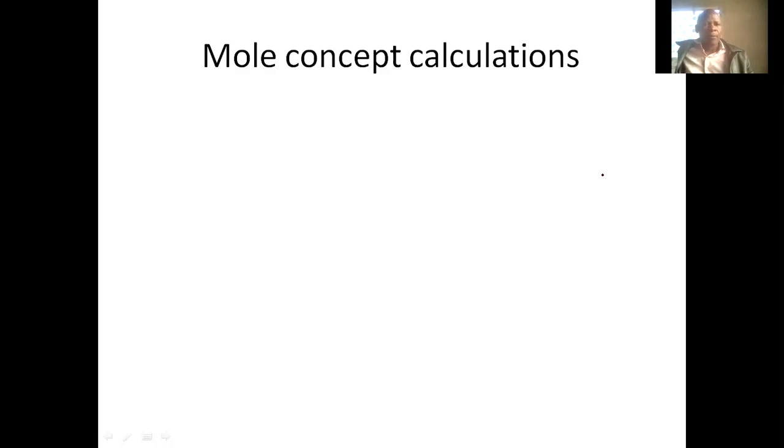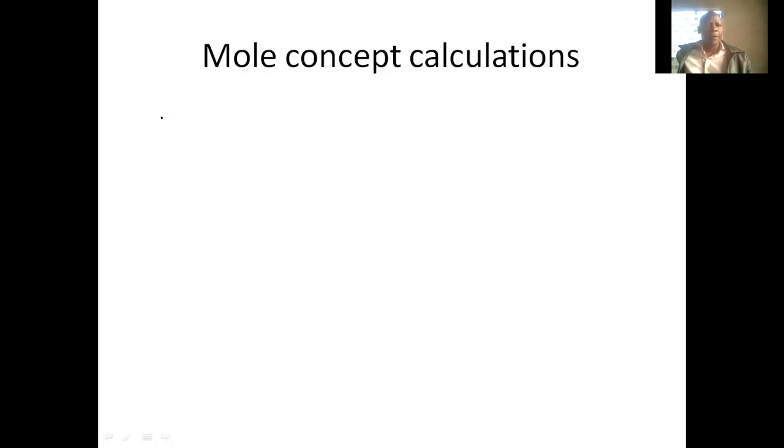And so basically I will just give some steps which are not cast in concrete, but can help you remember exactly what you're supposed to do when you are exposed to a question on mole concepts.